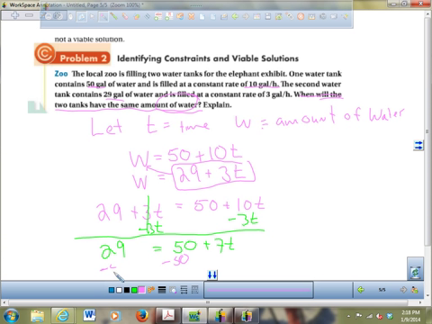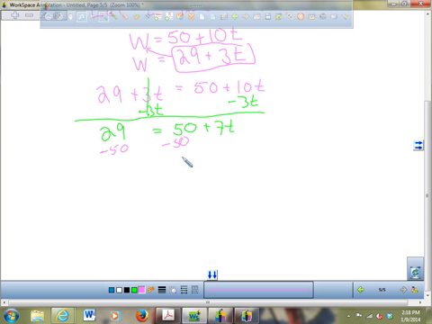Okay? And now I have that 7t equals negative 21. Now what? Now you divide by 7, which equals negative 3. Good. Nice. Okay? Why is this not a viable solution?